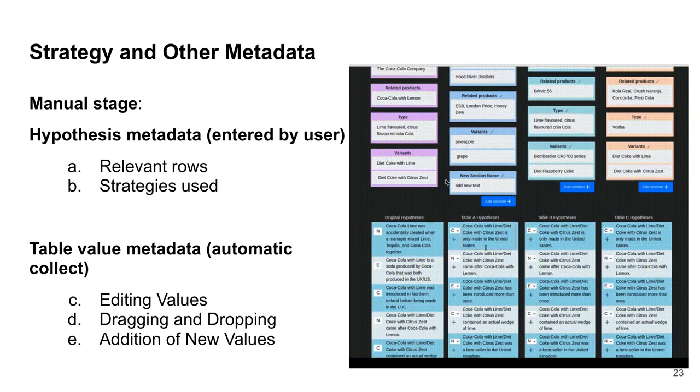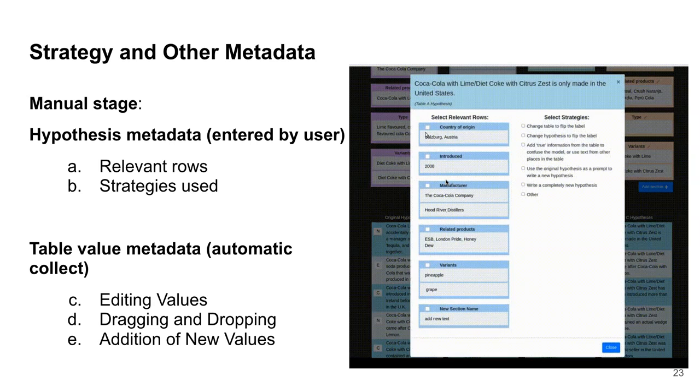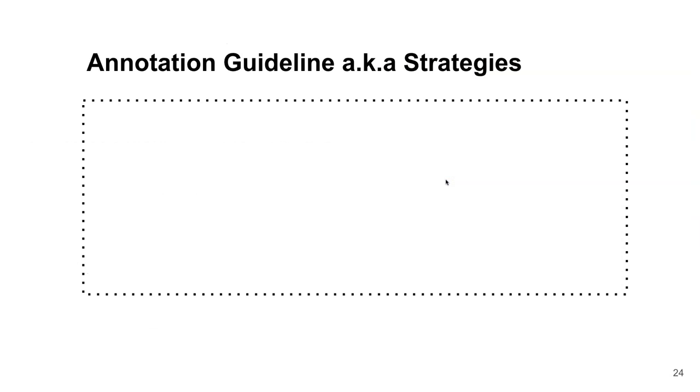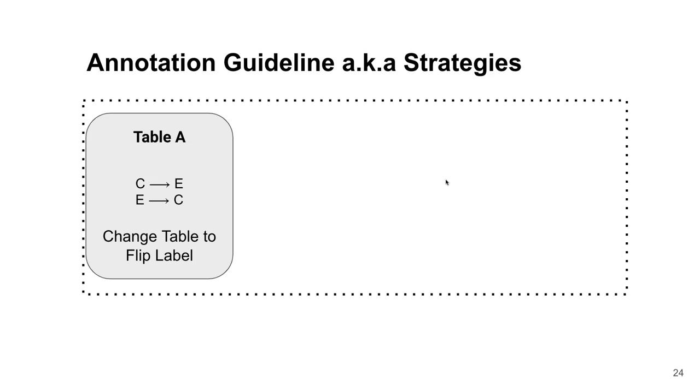So in the manual stage, we use metadata entered by the human, which is the relevant rows and strategy used. We also have the final table value metadata, because once we write the hypothesis, we can concurrently also change the table. So what is the edited value? Is it coming from drag and drop? Is it a new addition or what? We use this for InfoTabs and we give it to crowdsource.